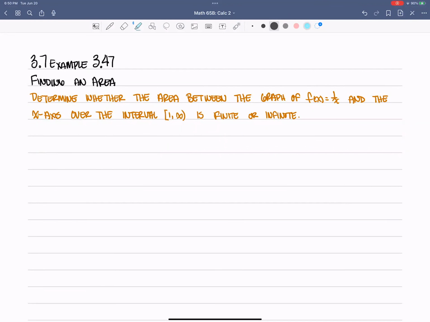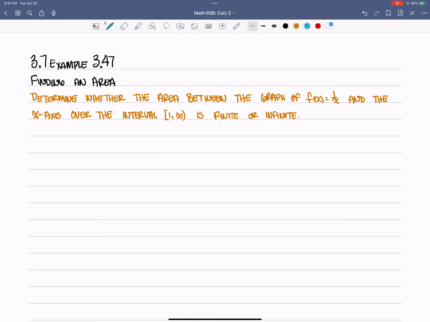Section 3.7, example 47, finding an area. Determine whether the area between the graph of f of x and the x-axis over the interval from 1 to infinity is finite or infinite. So finite or infinite, I know that we know those terms.